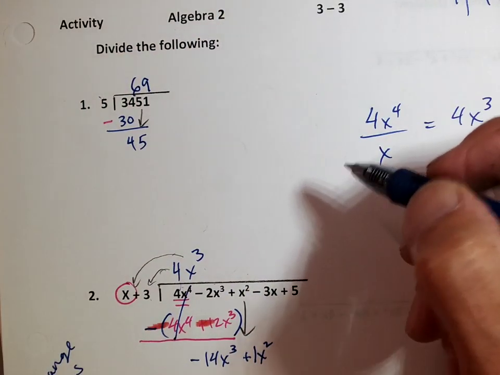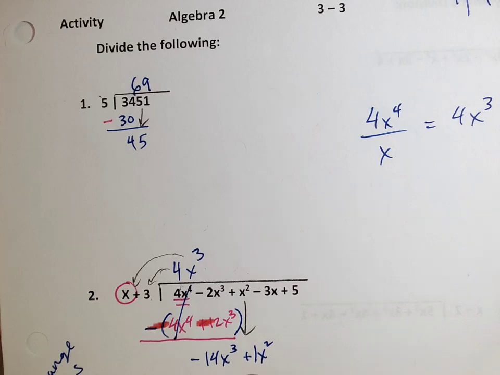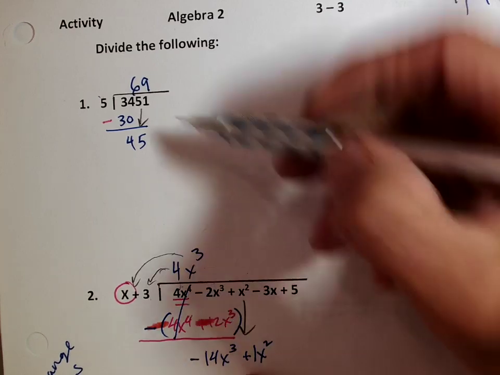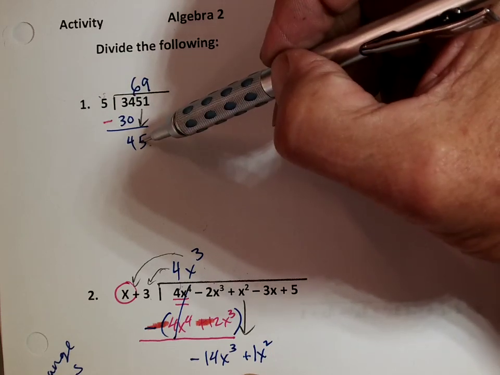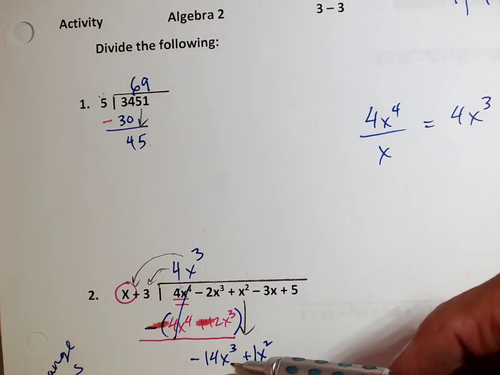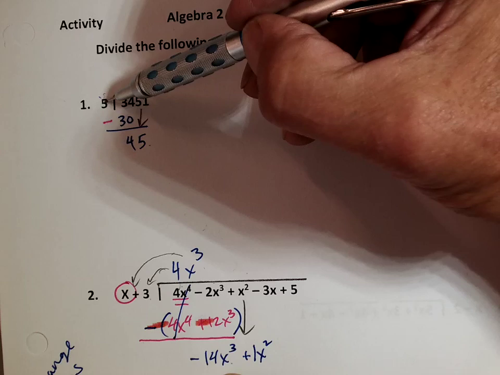I'll do the same thing up here. Now this time I'm dividing into 45, right? So now I'm dividing into the negative 14x cubed, right? So I'm dividing 5 and 45.